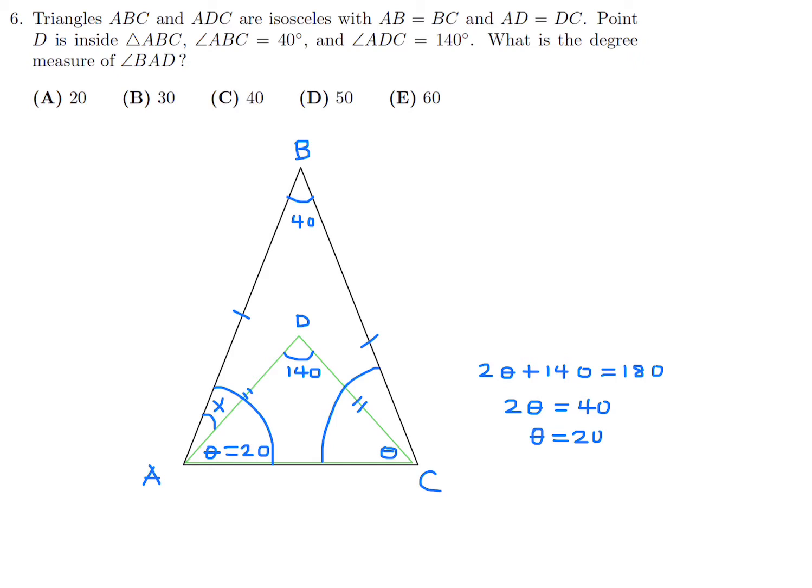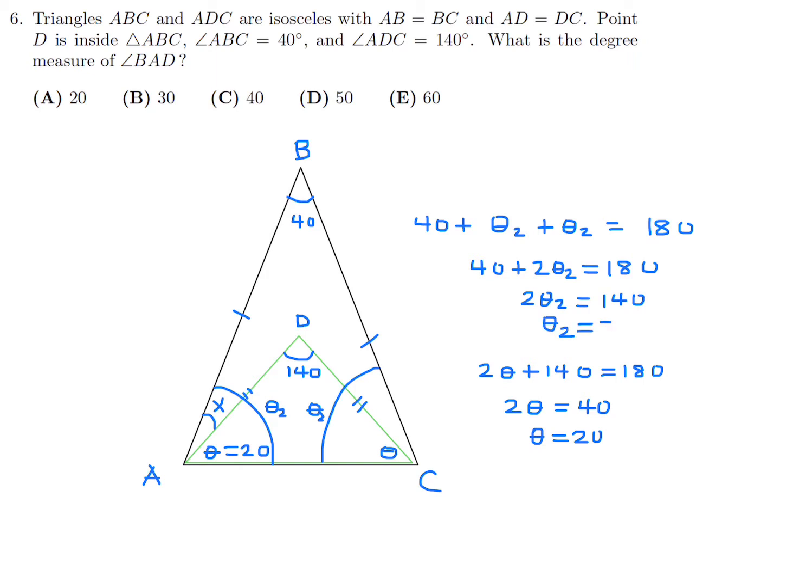So there we go. And then in a very similar way, that angle and that angle are the same. We can call them anything you want, theta 2, I guess. And therefore theta 2 plus theta 2 plus 40 is equal to 180. So 2 theta 2 is equal to 140, and theta 2 is equal to 70. So to get x, x is obviously theta 2 minus theta, and that is going to be 70 minus 20, which is 50 degrees. So number 6, the answer is D.